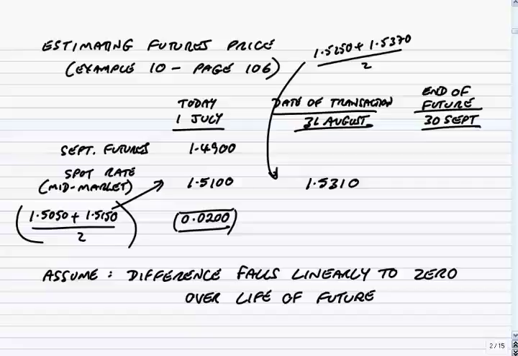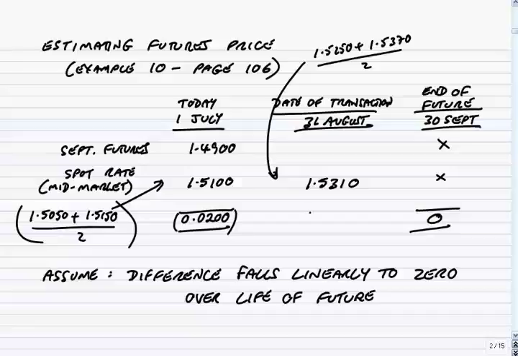And we say, okay, on the last day of that future, whatever the spot happens to be and the futures price happens to be, the difference will be 0. And that is sensible if you think about it. On the very last minute of the future, you would expect the futures price and the spot rate to be the same. They must be. At the moment the difference is 0.02, 1st of July. By the end of the future, by the 30th of September, the difference will be 0. We assume that the difference falls linearly over that period.